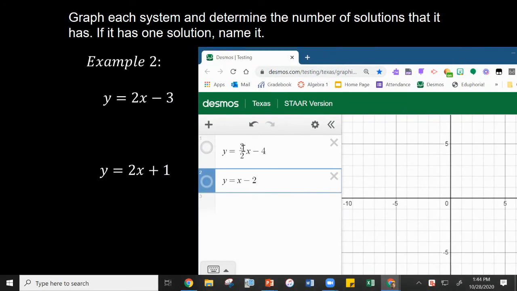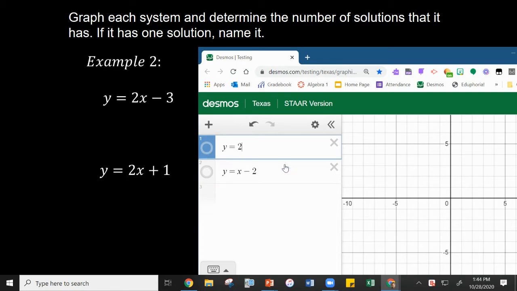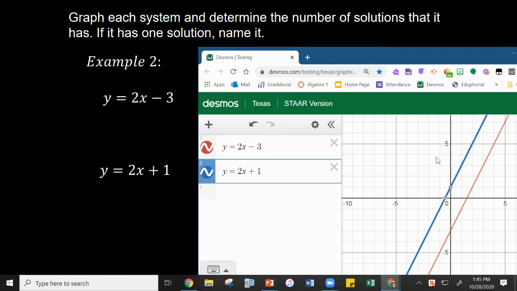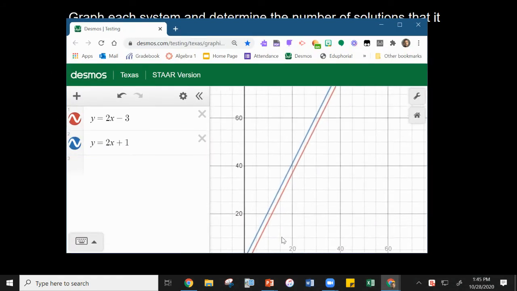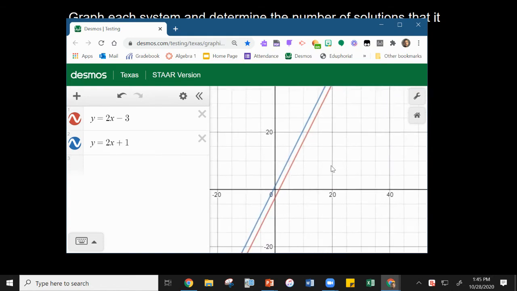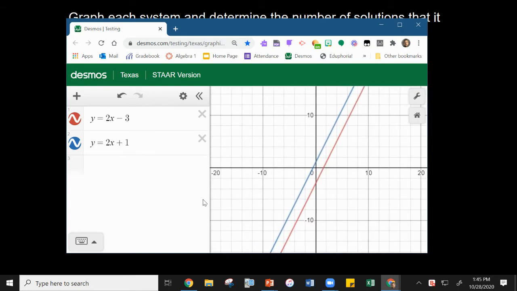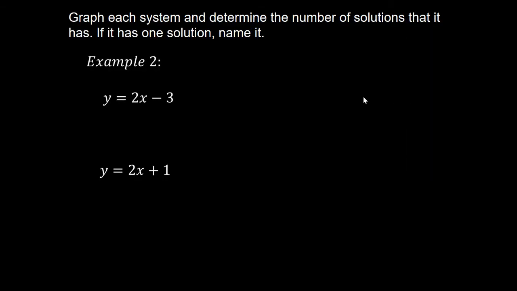And so I'm going to go in here and type y equals 2x minus 3. And on this one, I'm going to type y equals 2x plus 1. Graph those two equations. Let me turn them on. When you graph both equations, you can see that these are parallel lines. No matter how much we zoom in and out or move the graph, they are not going to intersect. They're not going to cross. And so these have no solutions.